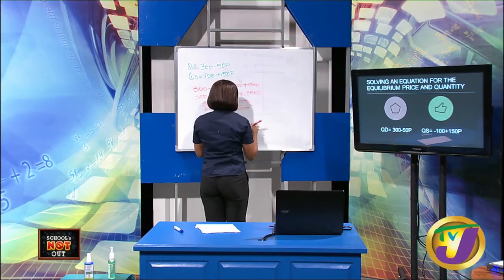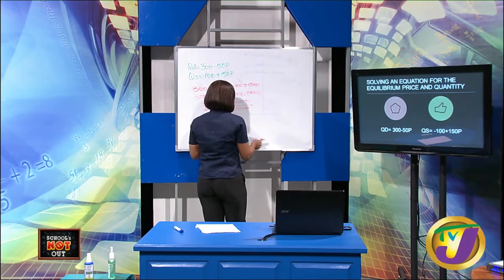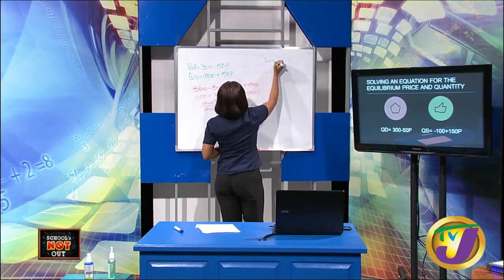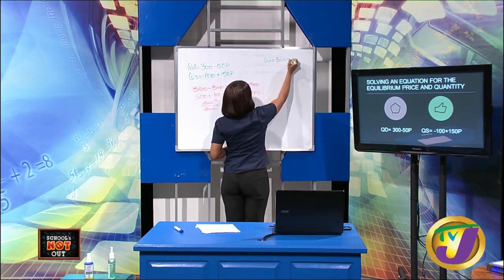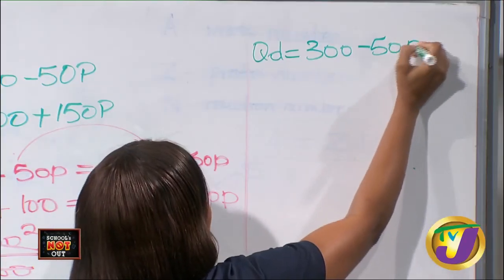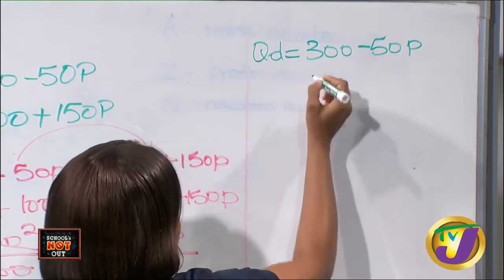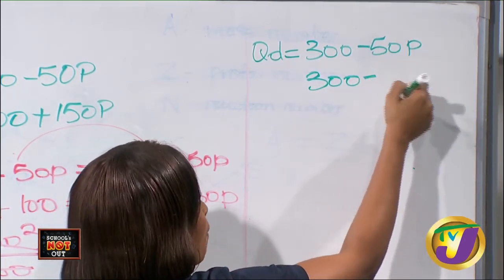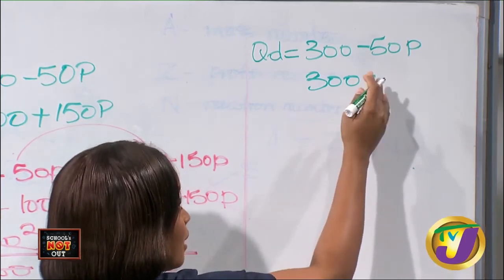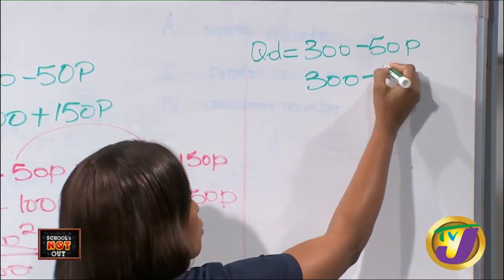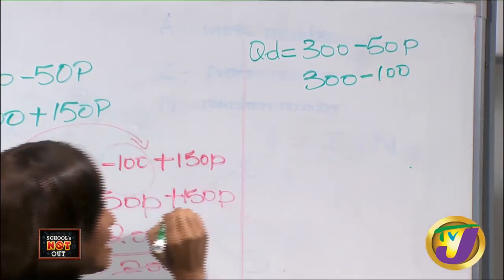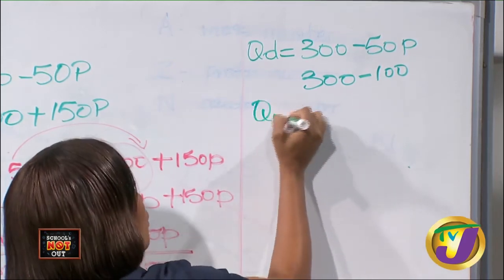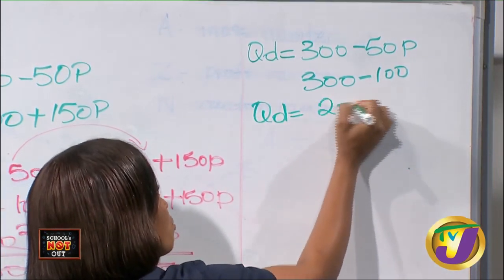Okay, so let's work on this side. If the quantity demanded is equal to 300 minus 50p, and we have found that P is 2, quantity demanded is equal to 300 minus 50 multiplied by 2. 50 times 2 is 100. So quantity demanded is equal to 300 minus 100. Quantity demanded is therefore equal to 200.